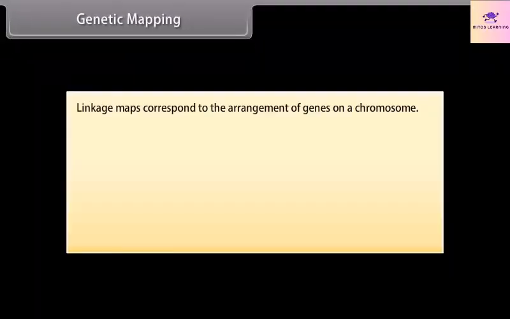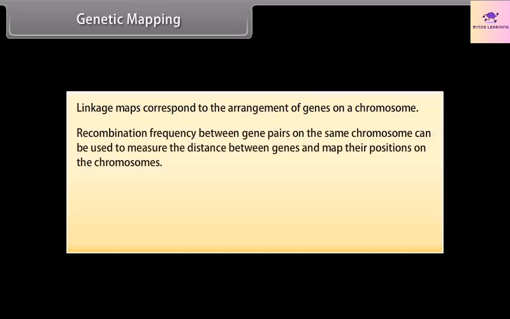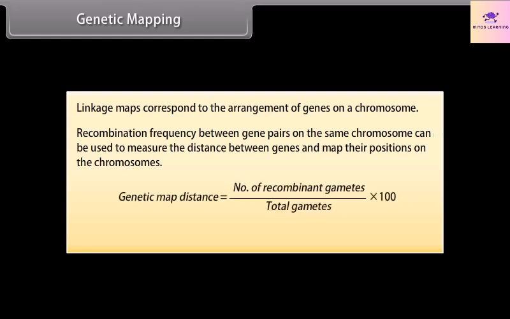Linkage maps correspond to the arrangement of genes on a chromosome. Recombination frequency between gene pairs on the same chromosome can be used to measure the distance between genes and map their positions on the chromosomes. Genetic map distance is equal to the number of recombinant gametes upon total gametes, multiplied by 100. Genetic map distance is measured in centimorgans.